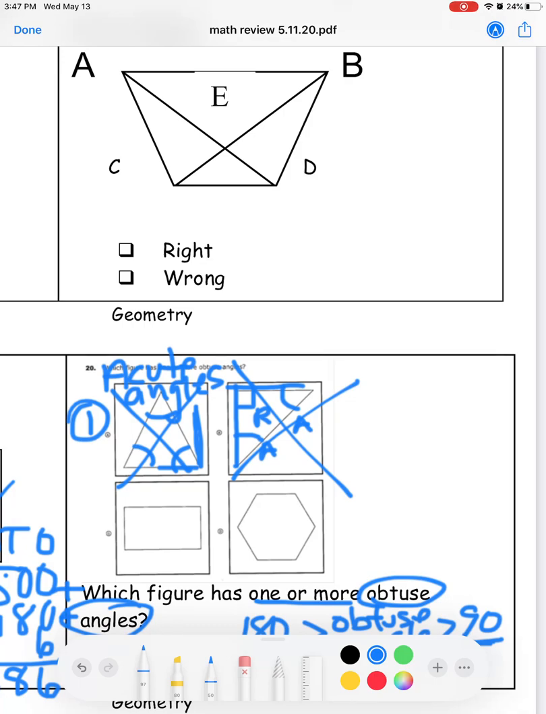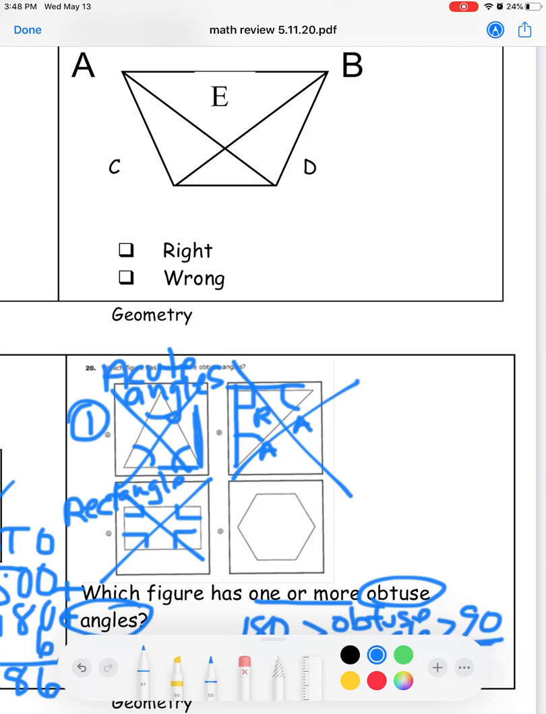Now on to the last one. I've got my right angle template handy, and I'm lining it up so I know this is a right angle, this is a right angle, this is a right angle, and this is a right angle. We also know it has 4 right angles because it's a rectangle. All rectangles and squares have 4 right angles. So this couldn't possibly be a figure with one or more obtuse angles.